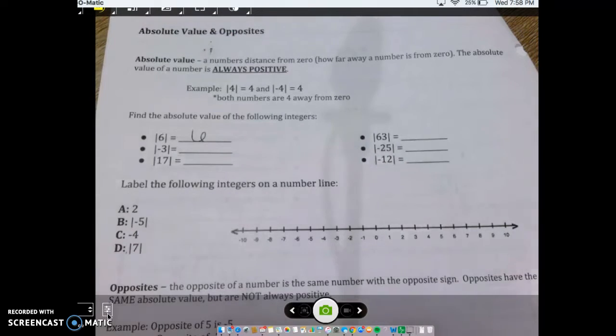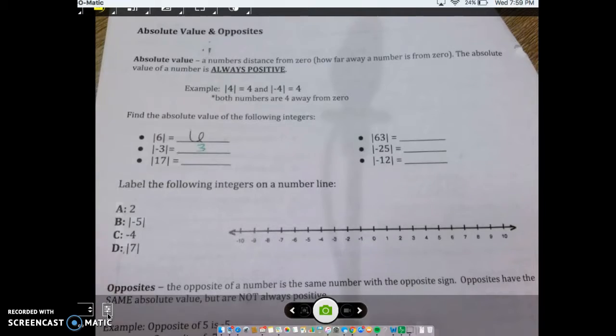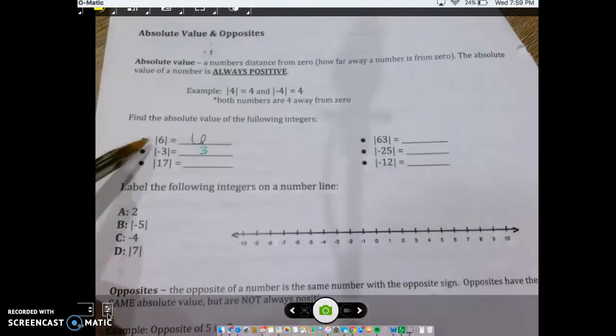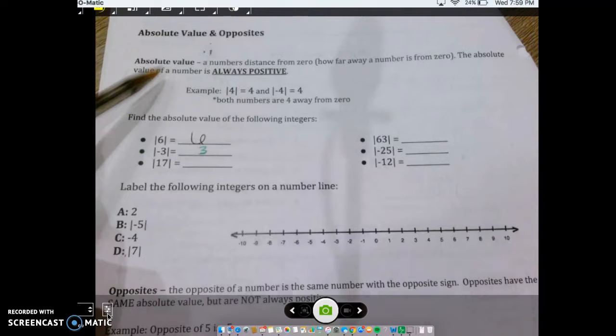So I did the first one here for you. It said the absolute value of 6, and we know that the absolute value of 6 is positive 6 because it takes 6 steps to get from 6 to 0. If I'm looking here at the absolute value of -3, I ask myself how far away is -3 from 0, and it is just 3. It's 3 steps away from 0. So you'll notice my problem here started out positive, my problem here started out negative, but both of my answers are positive because the absolute value of a number is always positive, always.